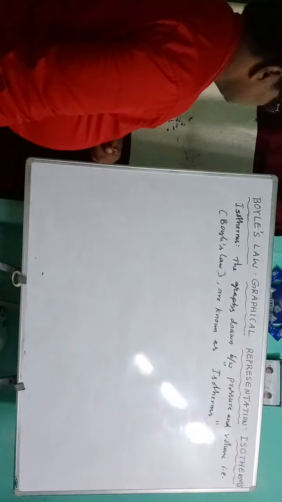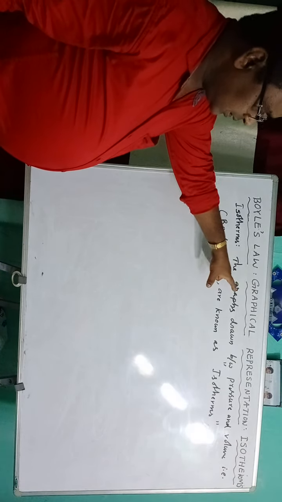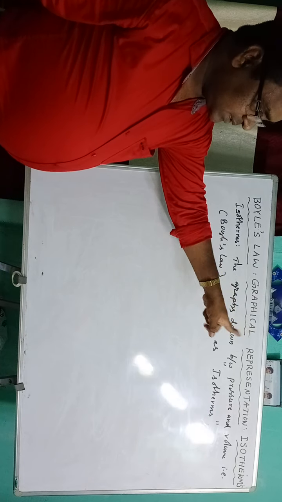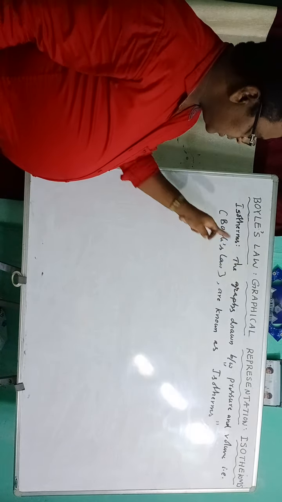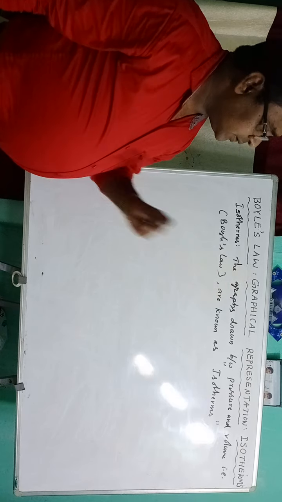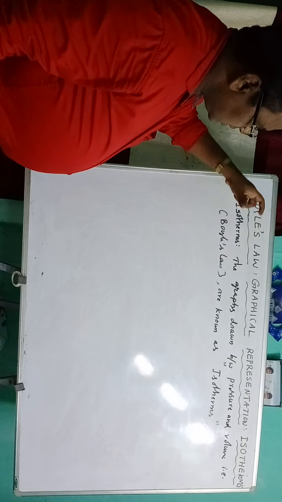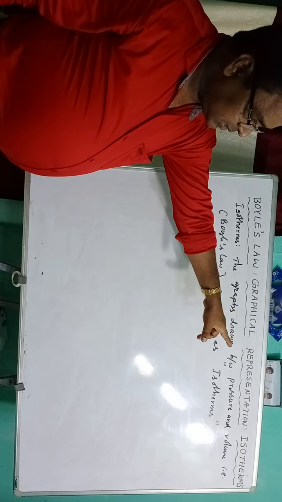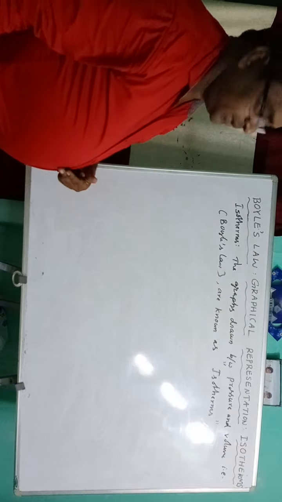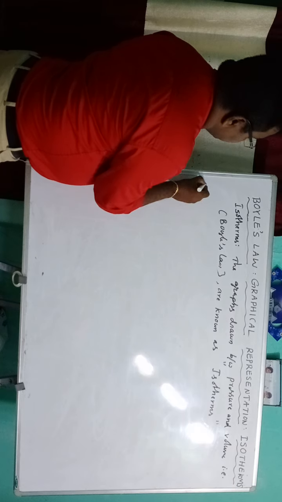So what are isotherms? The graphs drawn between pressure and volume at constant temperature, that is say the graphs drawn for Boyle's law, are known as isotherms.